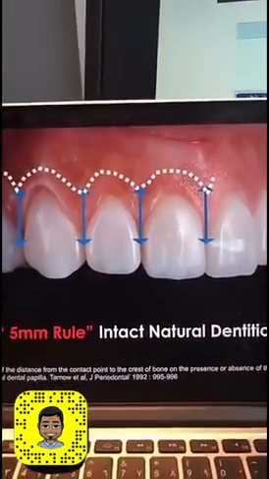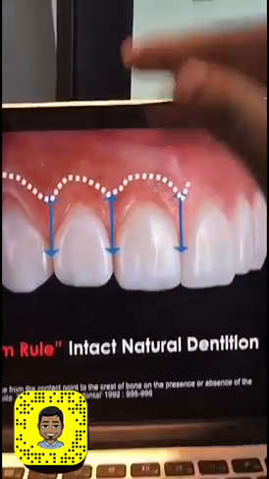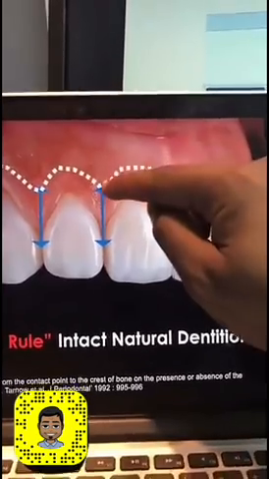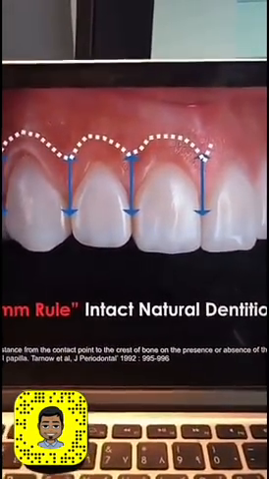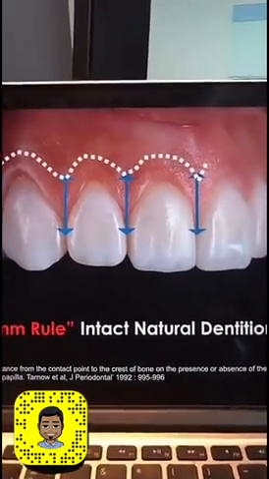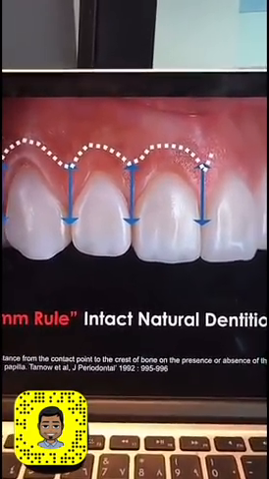That percentage is reduced when this distance increases, okay? So if you maintain a distance between the crest of the bone and the interproximal contact point of 5 mm, you will always have a full papilla, okay? And I'm sure you've seen a lot of cases where you have black triangles, okay? Because this distance has been increased, okay?